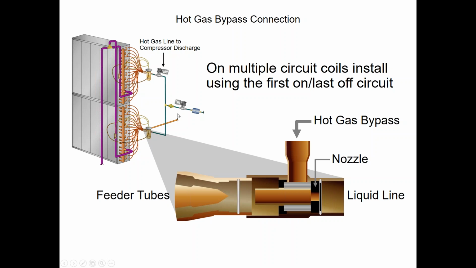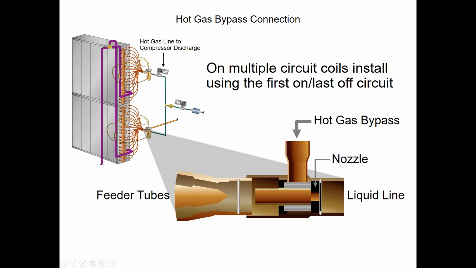Now, in the case of this piping, we're piped in a full face application, so our suctions are returning as one common suction, both coils. We have one common liquid line feeding both coils, but we could get into a condition where we have a second solenoid valve that's controlling our second stage.